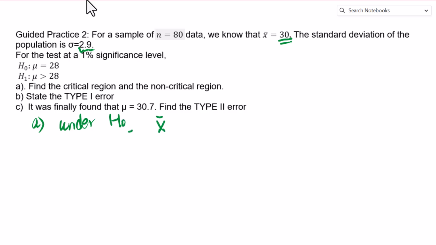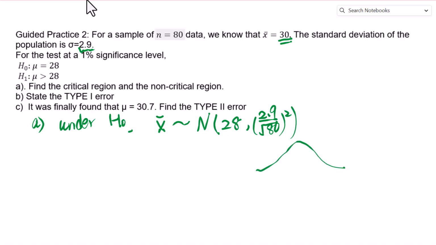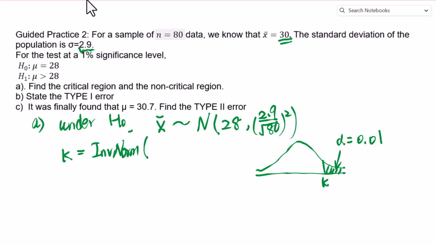Under H0, x bar follows normal distribution with the mean 28, 2.9 over square root 80 as standard deviation. Let's draw the diagram based on H1. This is a right-tailed test. So this is K. Alpha equals 0.01. So K equals inverse norm. Area is 1 minus 0.01.